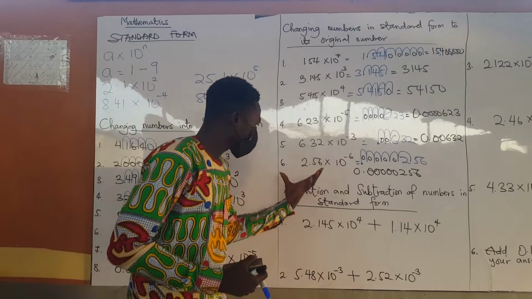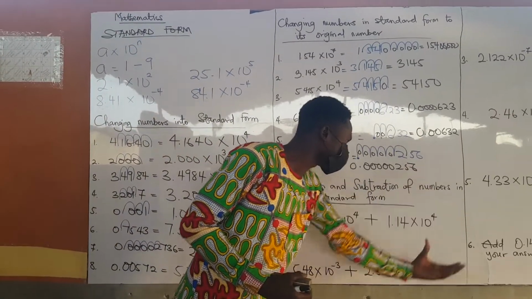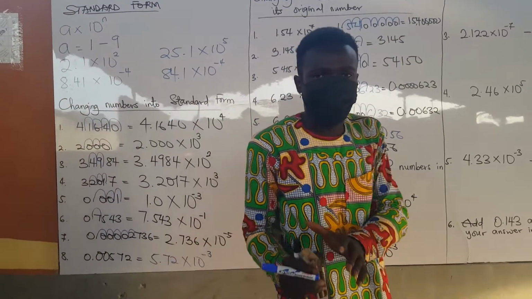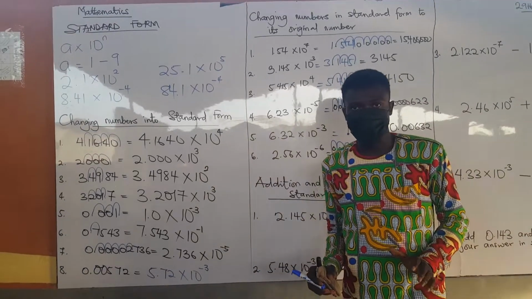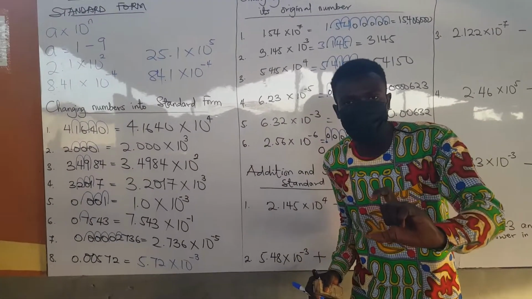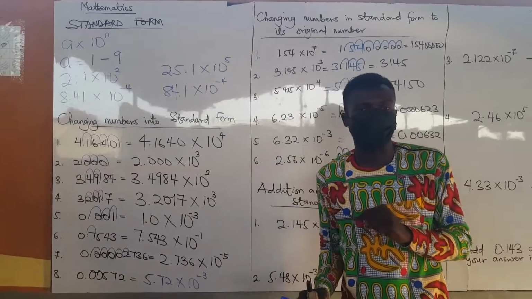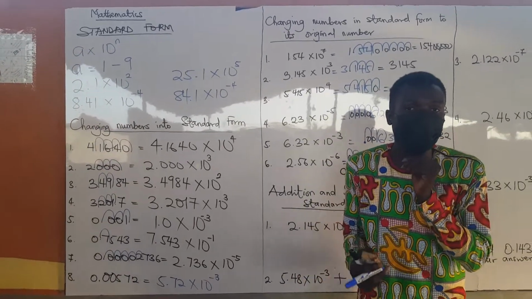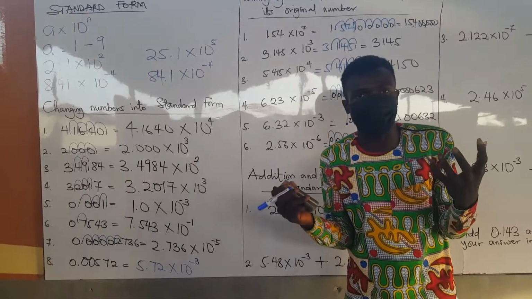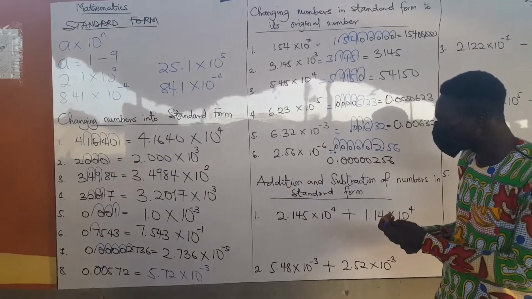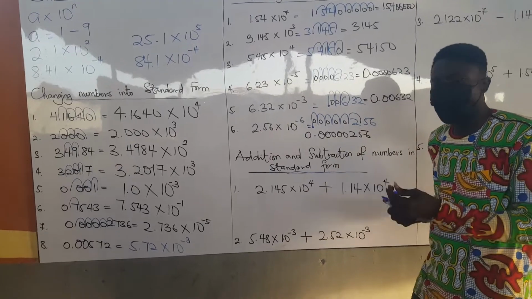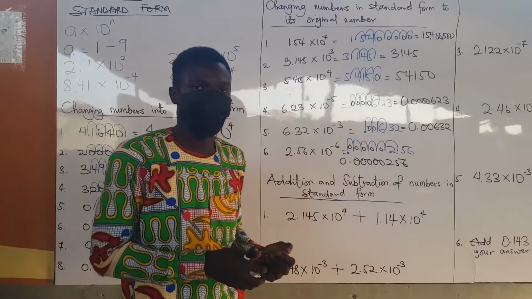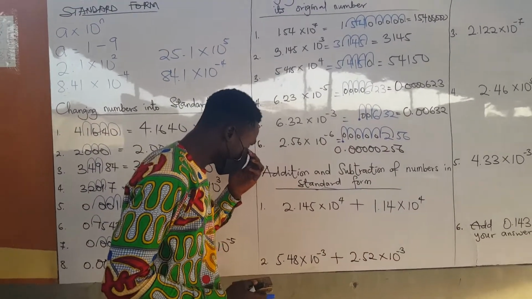Let's look at the next one: addition and subtraction of numbers in standard form. When it comes to the addition and subtraction of numbers in standard form, we use the idea of addition in decimal fractions. In our previous video, we talked about how to add or subtract decimals. But because it is in standard form, you can only perform the addition straightforwardly if the powers of 10 are the same.